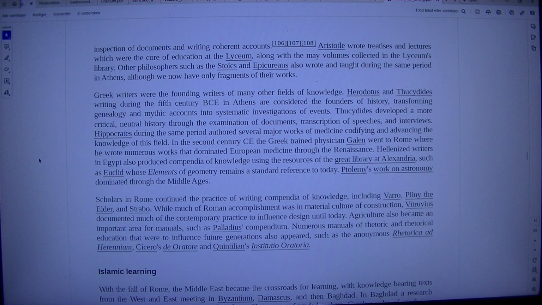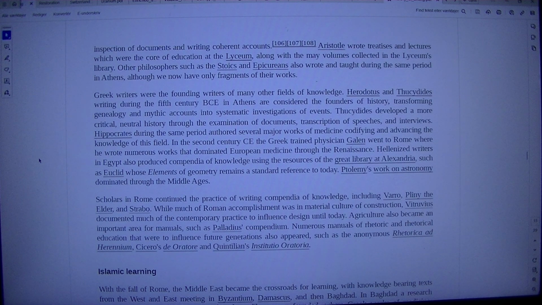Aristotle wrote treatises and lectures which were the core of education at the Lyceum, along with the many volumes collected in the Lyceum's library. Other philosophers such as the Stoics and Epicureans also wrote and taught during the same period in Athens, although we now have only fragments of their works.